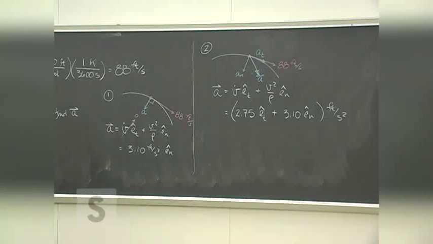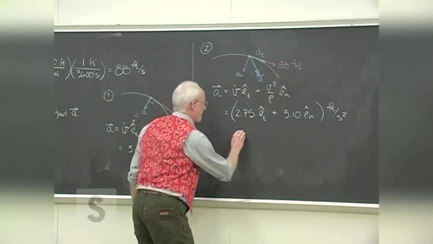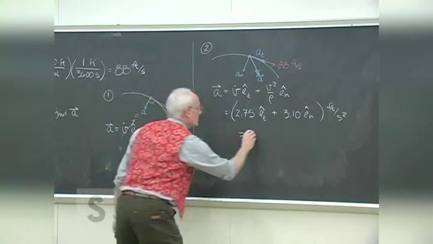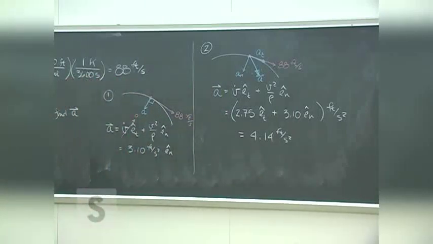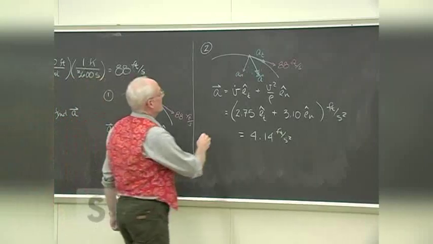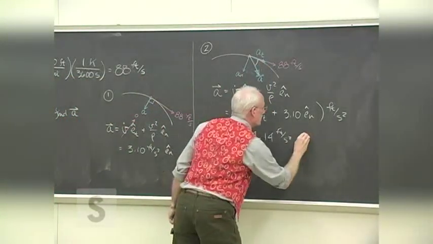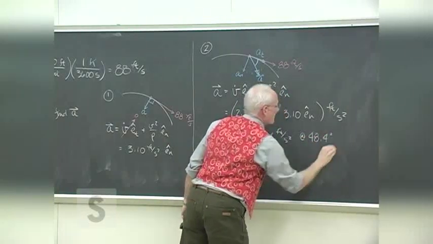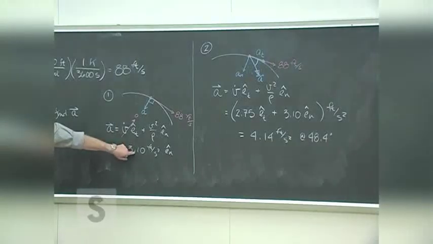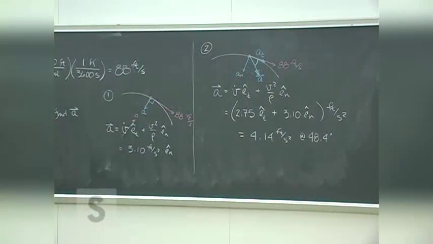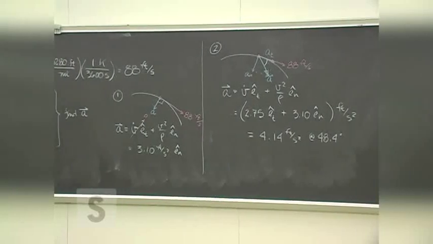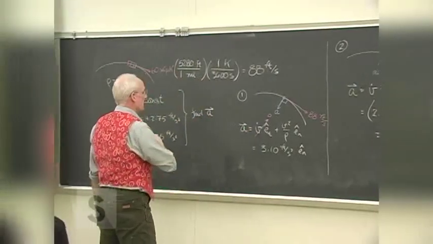What's the magnitude of that? Comes out to be something like 4.14 feet per second squared at about 40 something, but a little over 45 degrees. We use that as our angle. So you were at 88 feet per second, just picking up speed a little bit, and the acceleration is climbing, and it's now not normal to the path. Remember, the friction has got to supply the force to supply that acceleration.